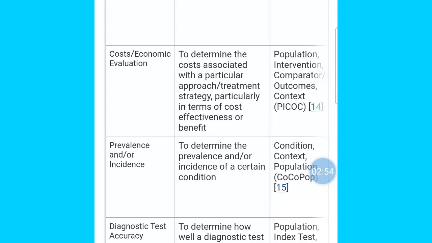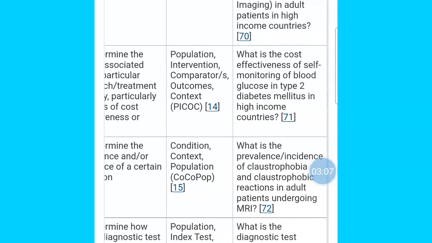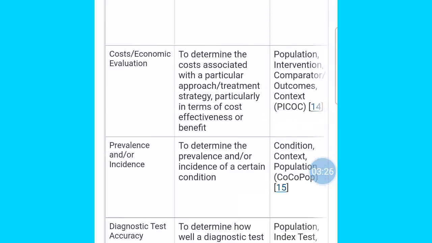And so the context is becoming more and more important. But the particular approach and the costs associated with that approach, treatment or strategy, in terms of the effectiveness and the benefit. So what's a good example of this? Well, what's the cost effectiveness of self-monitoring of blood glucose in type 2 diabetes mellitus in high-income countries? And that would be a good cost evaluation.